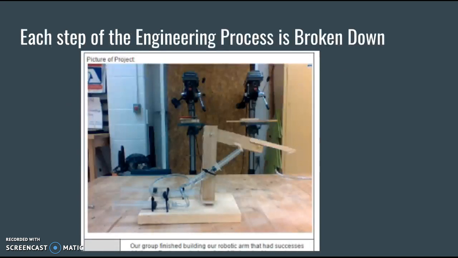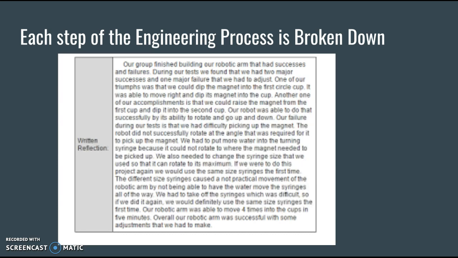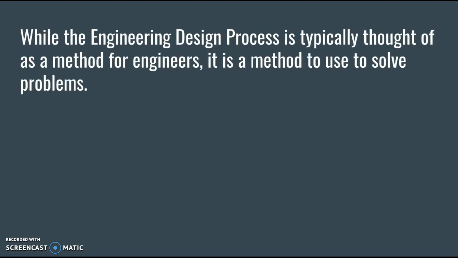Each step of the engineering design process is broken down. At the end, they write a written reflection. This is really where the critical thinking comes in. Some of the best written reflections are usually from groups that do not succeed in the actual test, because they really sit down and look at their creation, they analyze it, they evaluate it, they try to figure out what did actually work, what didn't work, how they could make changes to it if they had more time, if they got brand new materials, what they could do differently.